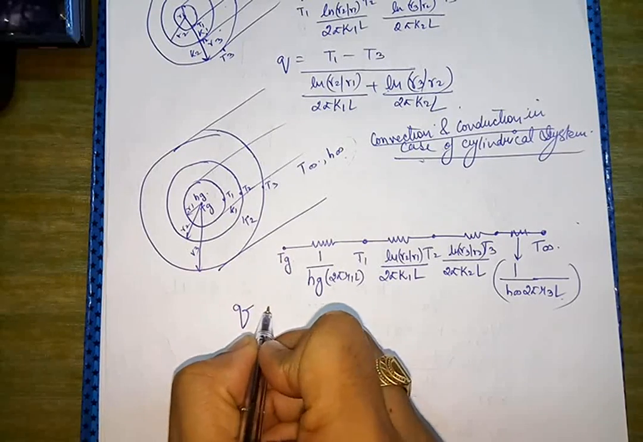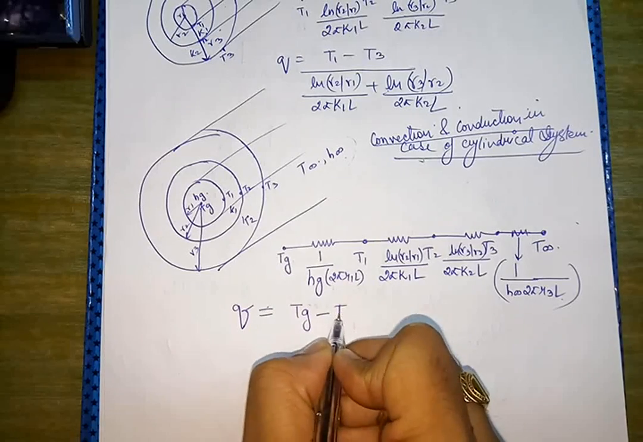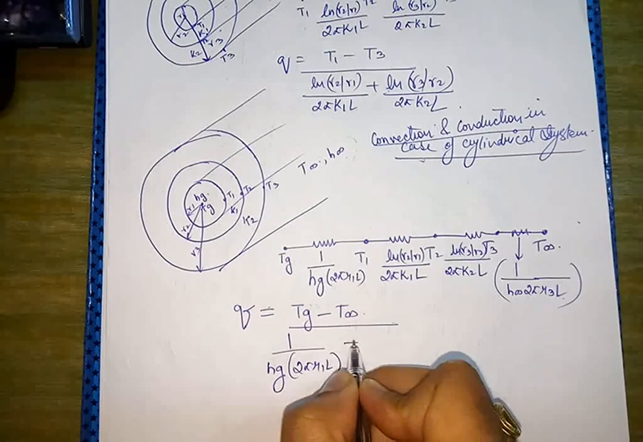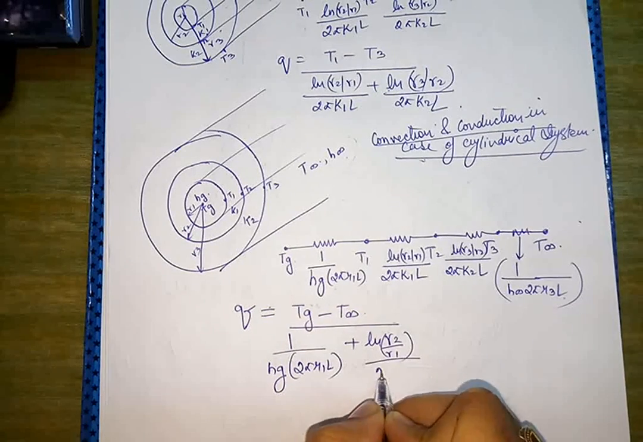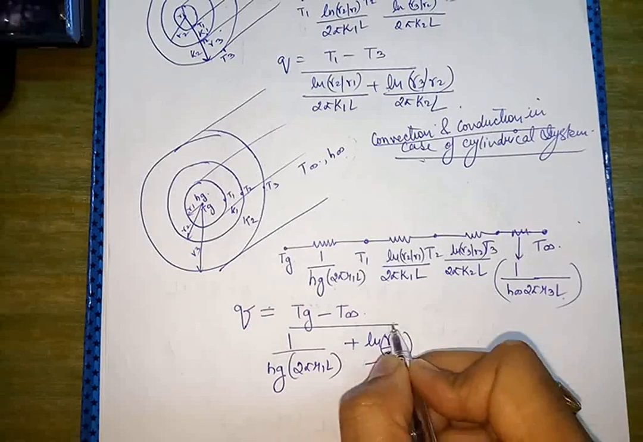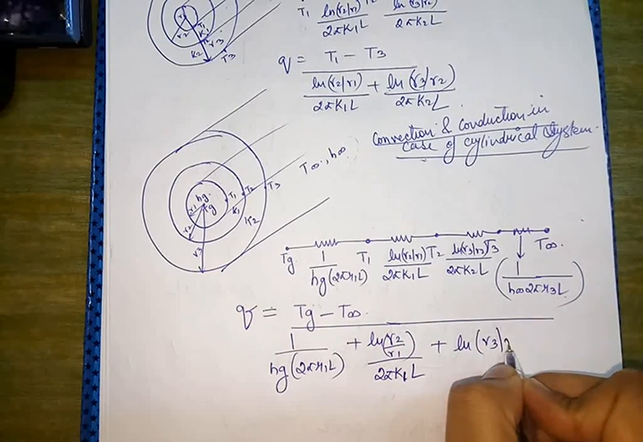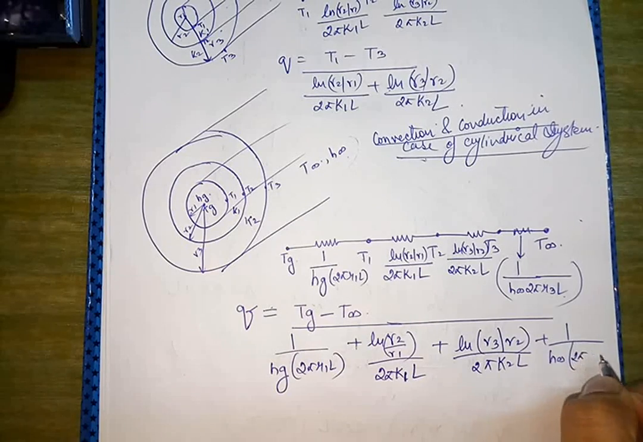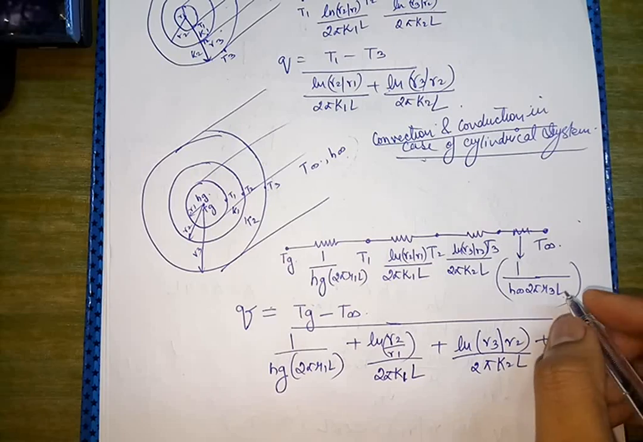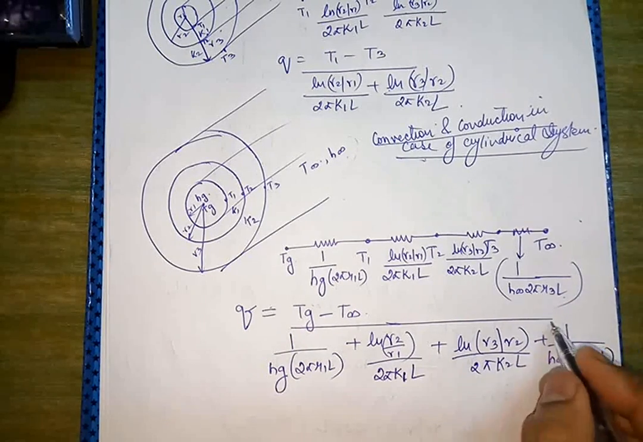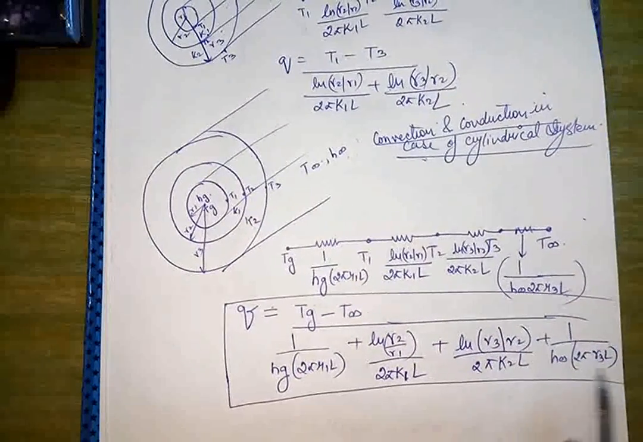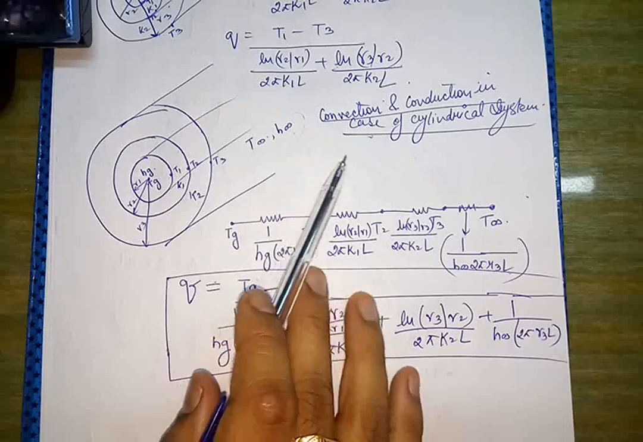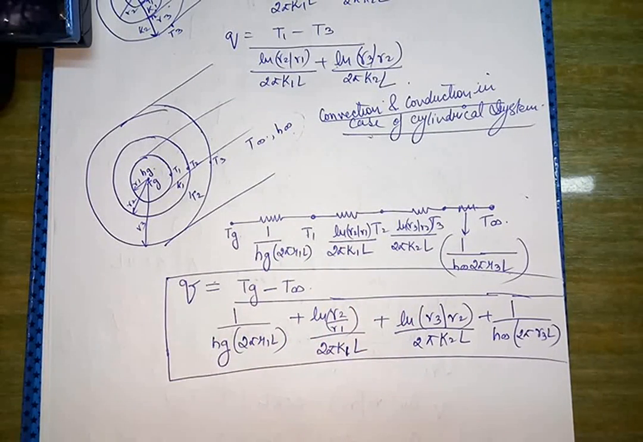Now if I wish to write down the equation for heat transfer, that would be Tg minus T infinity whole upon 1 upon Hg into 2 pi R1 L plus Ln R2 over R1 whole upon 2 pi K1 L plus Ln R3 over R2 whole upon 2 pi K2 L plus 1 upon H infinity into 2 pi R3 L. Okay, so this is the equation that will be used to solve the problems of heat transfer in case of composite cylinders, such that convection and conduction both are taking place.